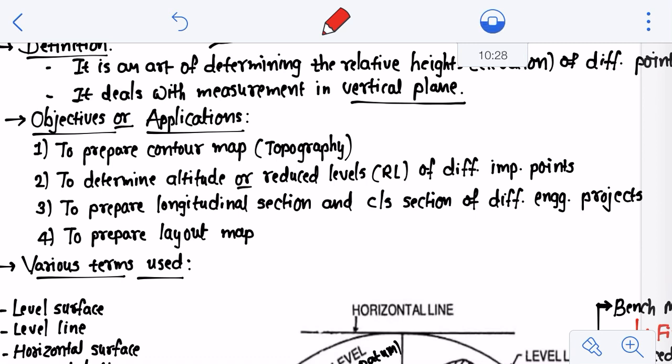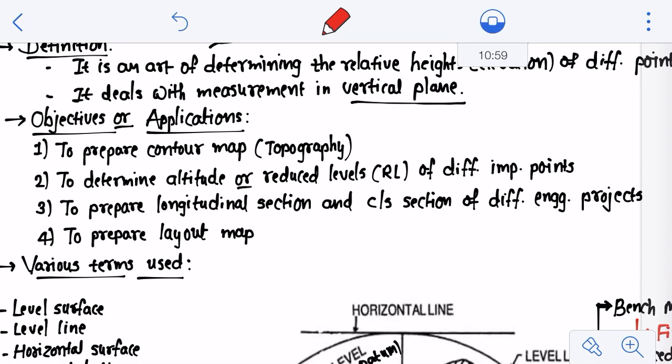The third application says to prepare the different sections of different engineering projects, right? And the sections are the longitudinal section and the cross section. Now, longitudinal section: when you try to cut your thing along its length, that is termed as the longitudinal section, or L section. And if you try to cut something across its length, or rather along its width, then it is termed as the cross section. So leveling is going to help you in determining these L sections and cross sections of different engineering projects such as roads, canals, etc.